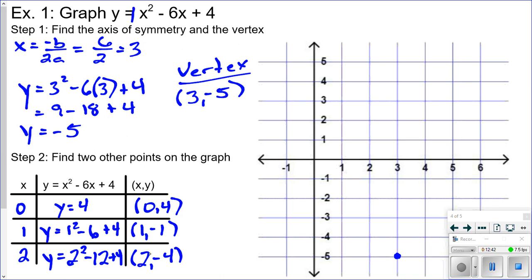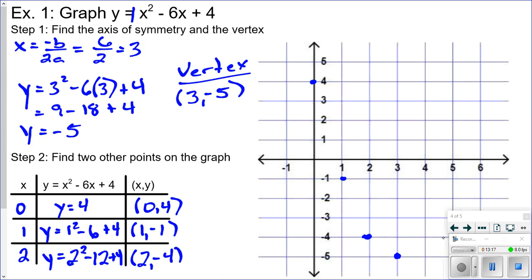Okay, so now I have these 3 points. So let's plot those points. 0, 4, that's right here. And 1, -1. And 2, -4. So why did I pick points that are all on the same side of the axis of symmetry? Why didn't I pick some points over here on this side? Well, because I know that this is a symmetrical graph. So I know this point, it's mirrored over to the other side.